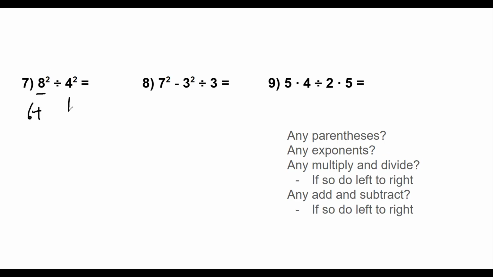4 squared is 16. I keep the division in the middle. 64 divided by 16 is 4.